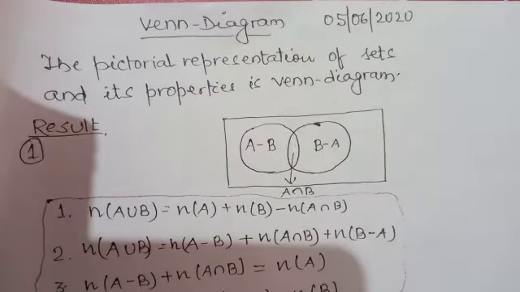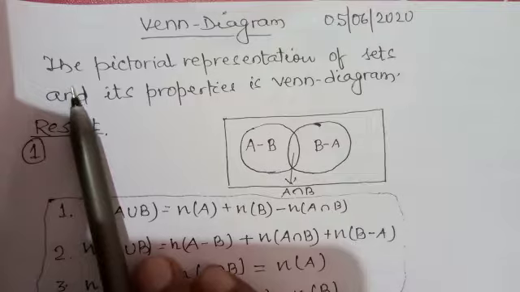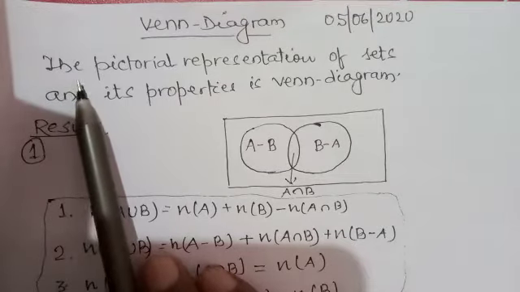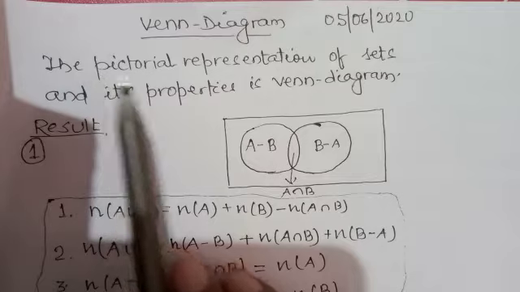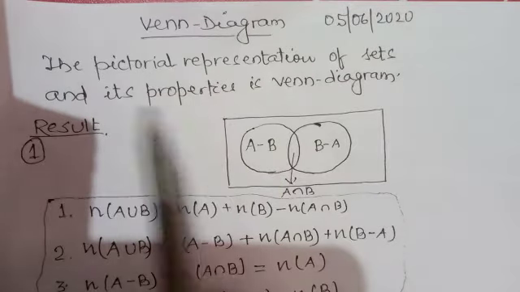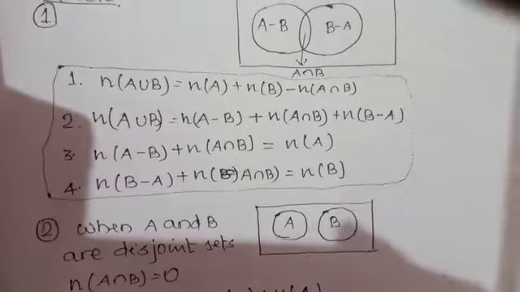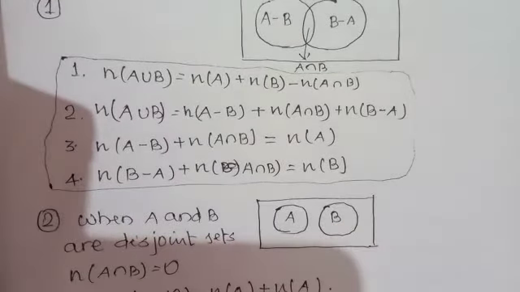Today, let's see what its use is and what its properties are. What is a Venn diagram? A Venn diagram is a pictorial representation of sets and their properties. This is called a Venn diagram. See some important results of the Venn diagram.